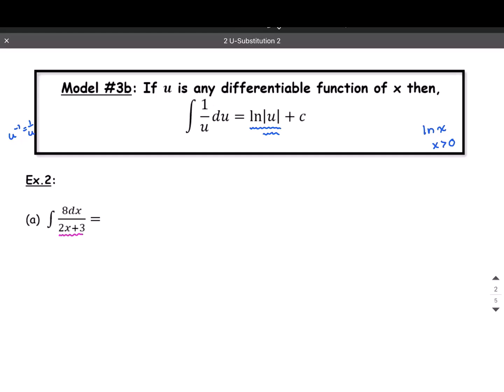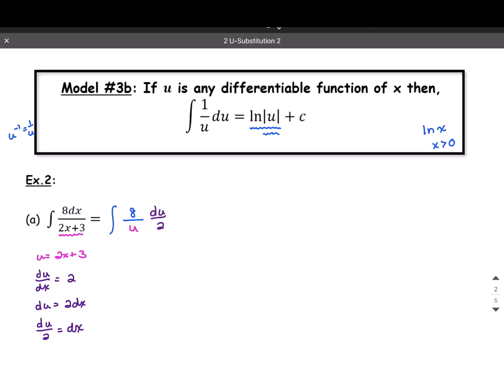Our denominator is 2x plus 3, so that's our u. When we take the derivative, u is du dx. The derivative of 2x plus 3 is 2. So I'm going to multiply both sides by dx, and then I'm going to divide by 2, so du over 2 equals dx. So now we're going to make the substitutions. I have the integral of 8 over our 2x plus 3 is u times our dx is du over 2.